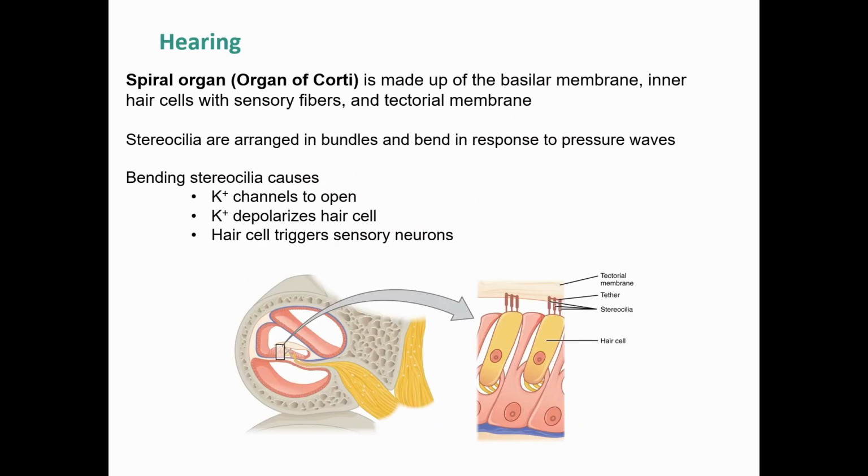If we take a closer look at the spiral organ, or the organ of Corti, this is where we have the basilar membrane, the hair cells with the stereocilia, and the tectorial membrane. Those stereocilia are found in bundles, in little groups, and they're going to bend as they're pushed up against the tectorial membrane, in response to the pressure waves. When we bend these stereocilia, potassium channels open. This causes depolarization of the hair cells, and then the hair cells communicate via neurotransmitters to the sensory neurons. Sensory neurons activate their action potential, and we send that along the vestibular cochlear nerve.